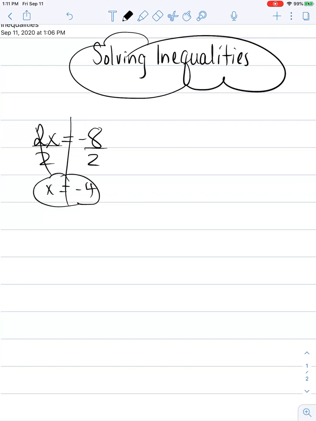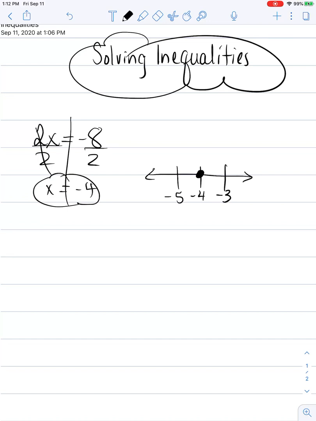The reason I wanted to point this out is that if I were to graph that solution, it would simply be a dot on a number line. So I have negative 4, and that means that only that number solves that equation. In inequalities, we have what's called a solution set, because a set of numbers will solve these inequalities. So first, let's take a look at how we would graph those.